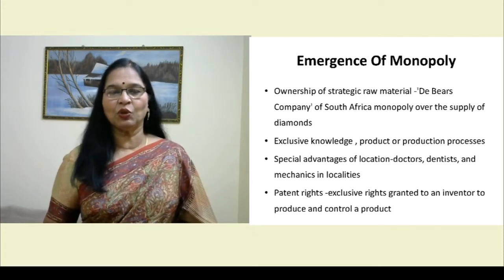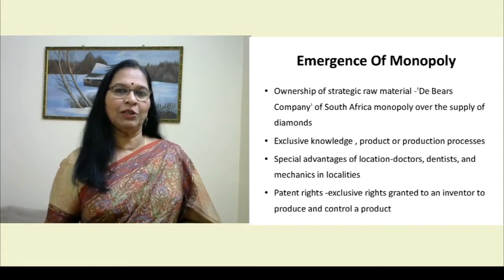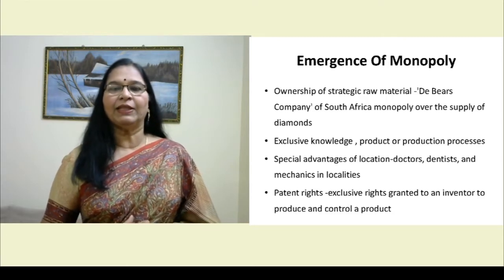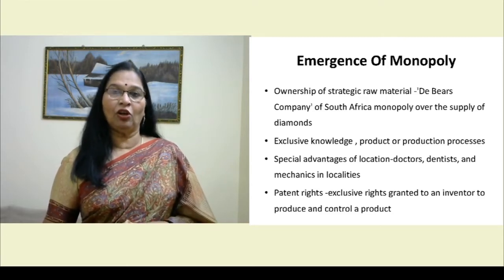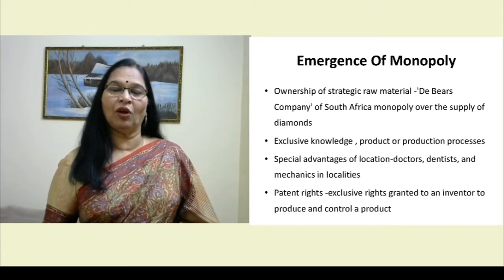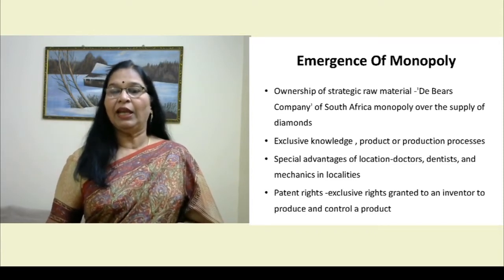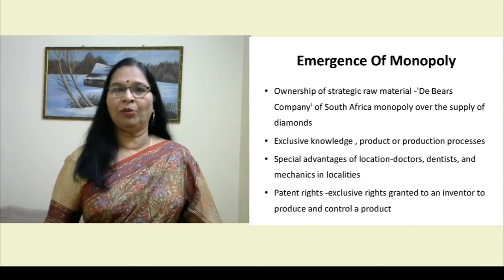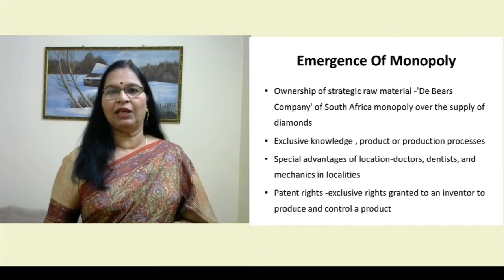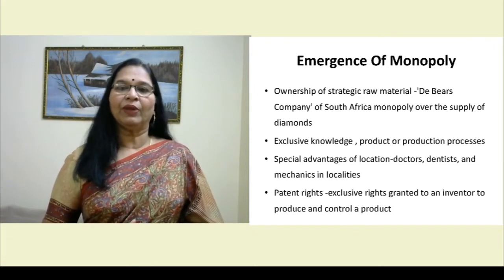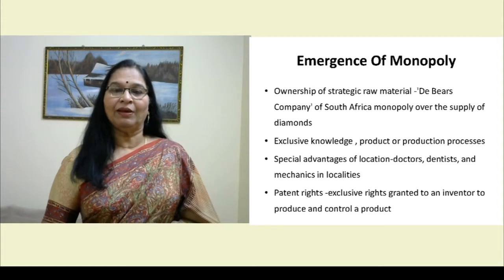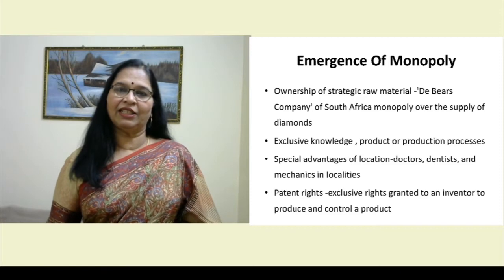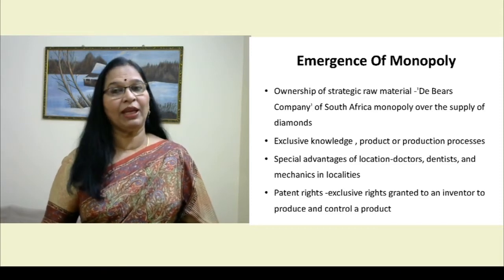So if there is any resource which has an exclusive ownership right with a firm, then that becomes a monopoly. The second reason can be exclusive knowledge. It could be because of the knowledge in the production or product processes. In that case, the knowledge itself can be a reason for monopoly. Nobody else knows that particular area of knowledge. It could also happen because of special activities like those of doctors, dentists, and mechanics in local areas. There also we can have monopoly.